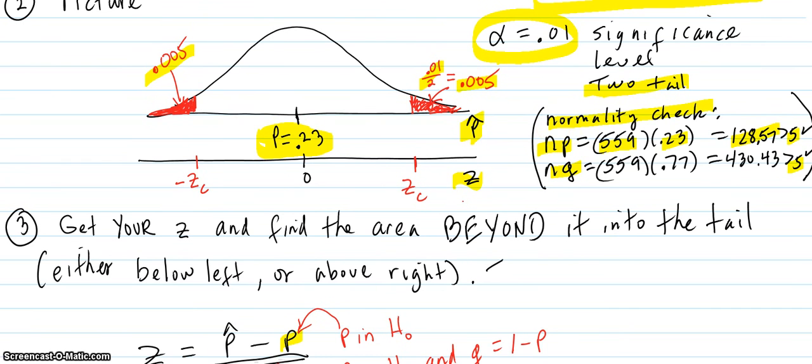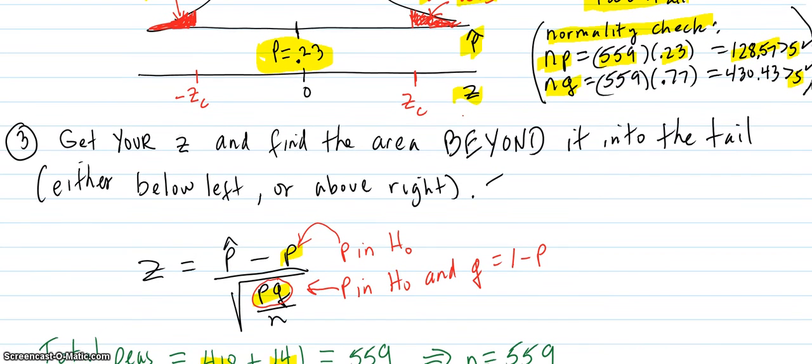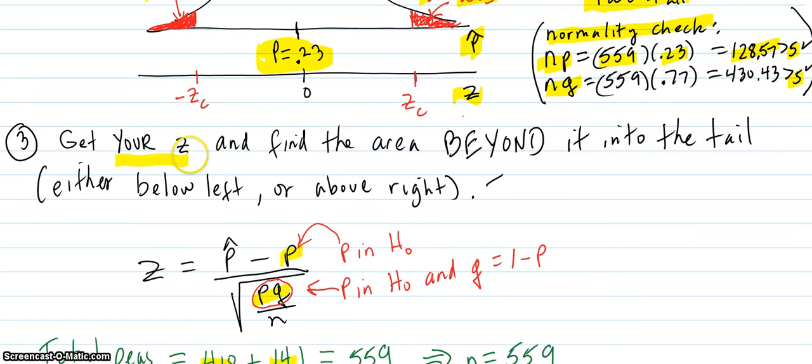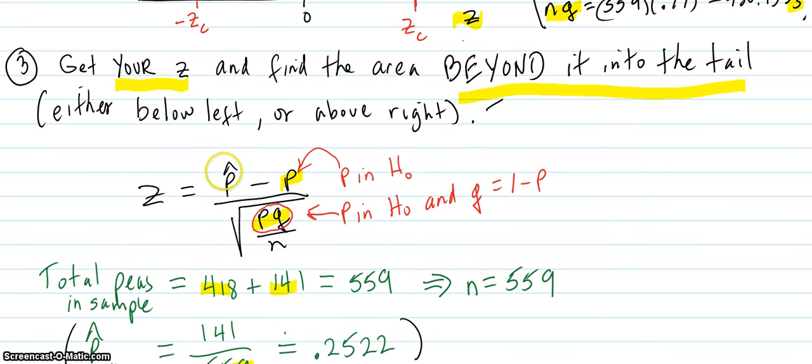We also run a normality check to see if you can really even use the normal curve to fit this, and it's np has to be greater than 5 and nq has to be greater than 5, and by putting in the numbers we see those are verified. Now we're going to get the z, and we're also going to get the area beyond it into the tail. Okay, so our z is the p hat, the sample proportion, minus the hypothesized H0 proportion, divided by the square root of p times q, where p is from the H0, q is 1 minus the p, and n is the sample size.